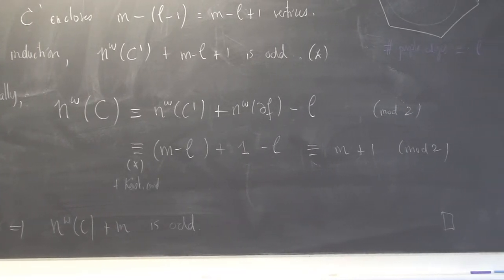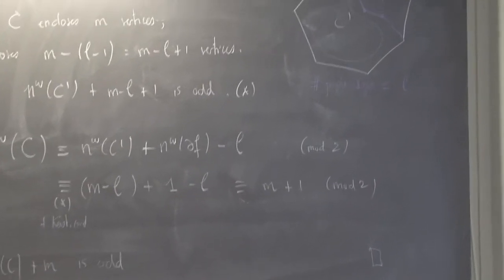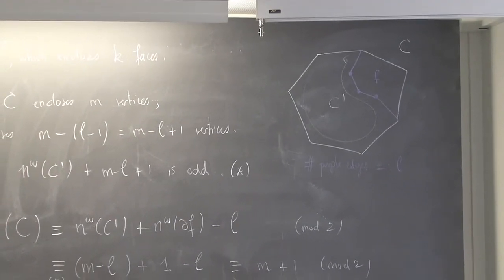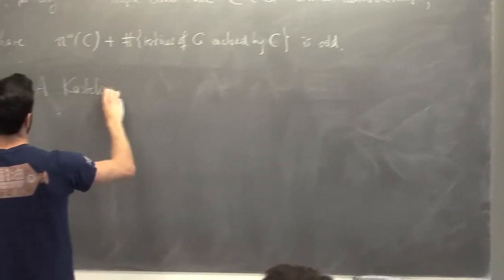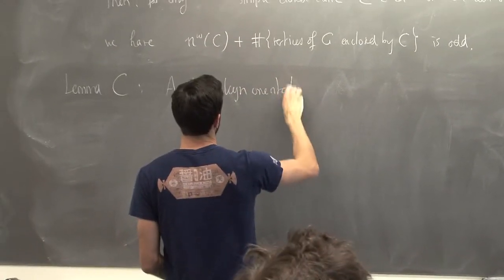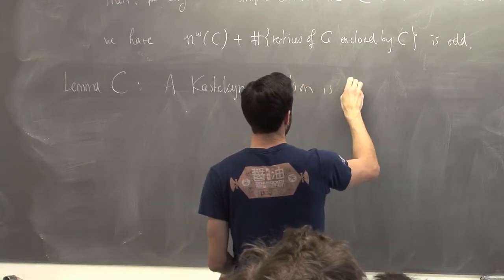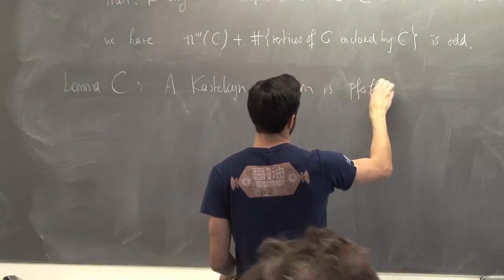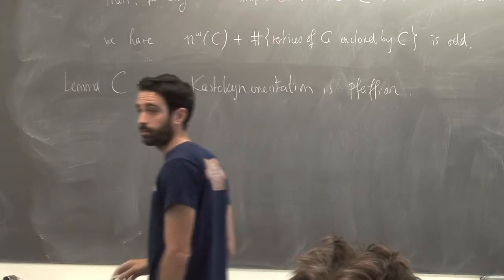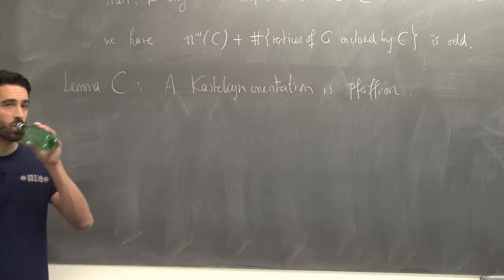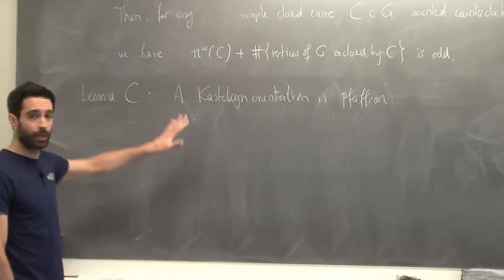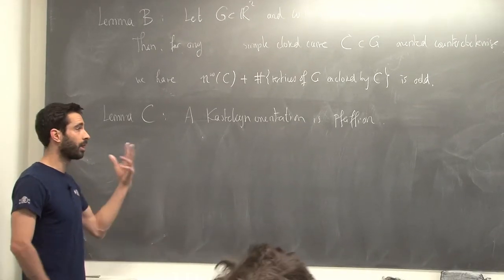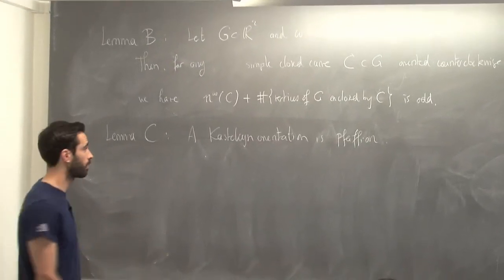I just keep this lemma because now I'm almost done. Third lemma. A Kasteleyn orientation is Pfaffian. And you agree that if we prove this, we're done, right? We'll have constructed an orientation such that everything works.